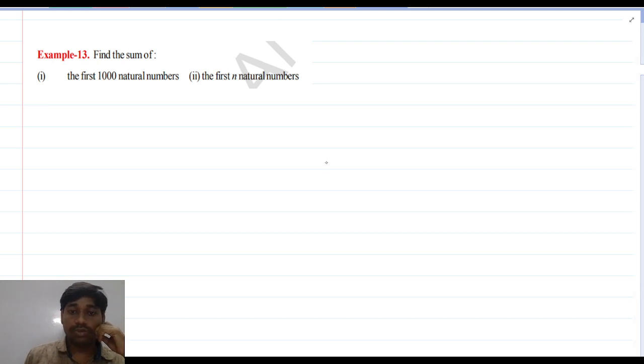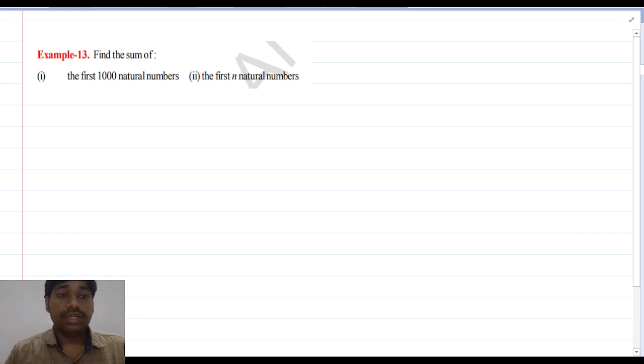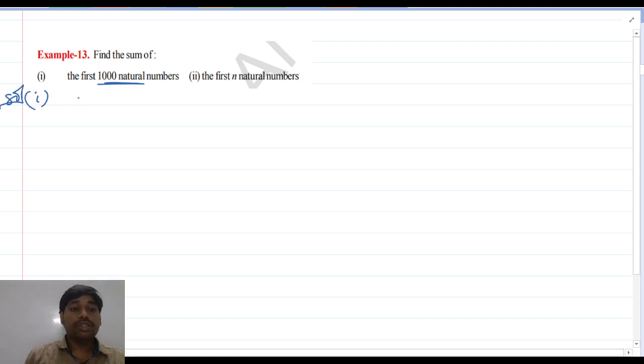See, there is one more question in front of you. Example 13: find the sum of first 1000 natural numbers. According to Gauss, there is a formula we derived. We want to know the first 1000 terms. So the solution for the first one: the sum of 1000 terms is equal to 1 plus 2 plus 3 plus 4 natural numbers, and so on. Last term how much?